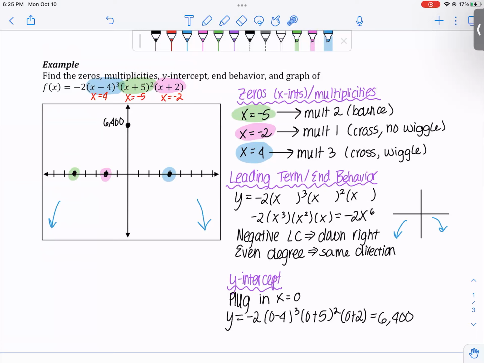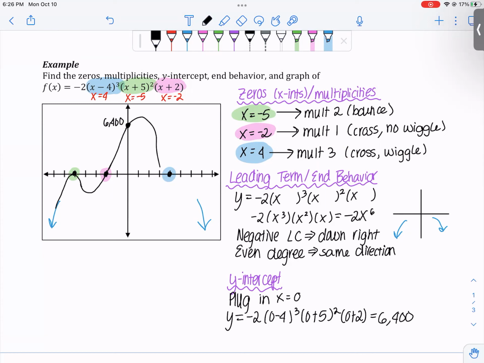All right. At -5, we bounce. So I'm going to come up, hit -5, bounce down. At -2, we cross, but there's no wiggle. So we go down and then cross. At 4, we have a multiplicity of 3, so we're going to cross and wiggle here. Now, before we get here, we have to hit the y-intercept. So I'm going to come up, hit the y-intercept, come back down, and then I'm going to wiggle when I go through.